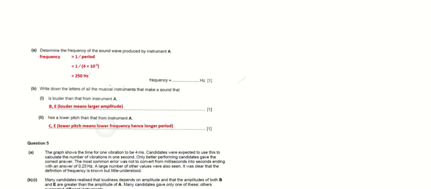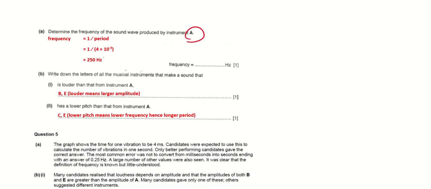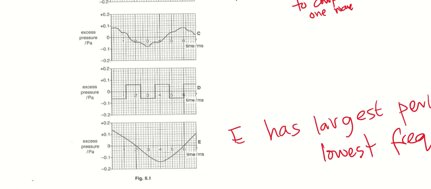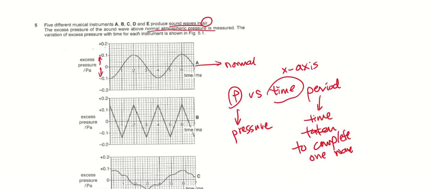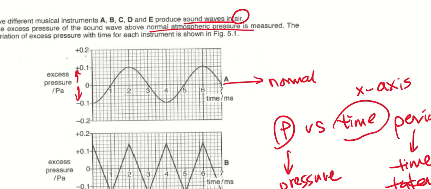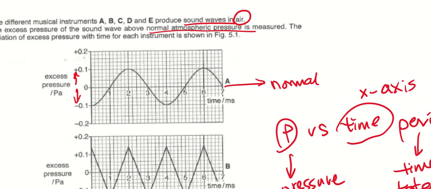Determine the frequency of the sound waves produced by instrument A. So you need to make sure you read and go to A, and they want the frequency. So let's do this together. Can you tell me when is one complete wave? We start from here, we go up. Tell me when to stop. Stop, okay? So it actually goes back to the original position, right?